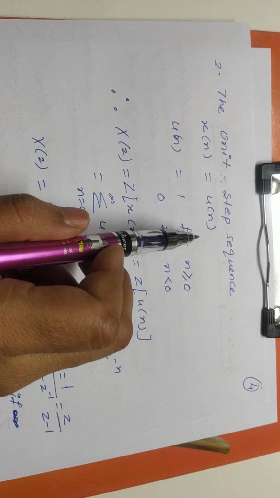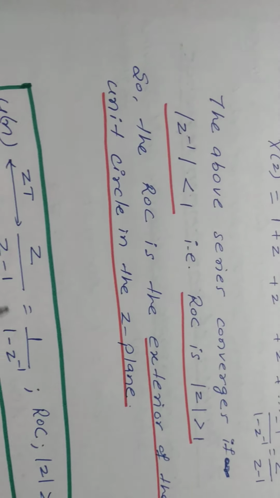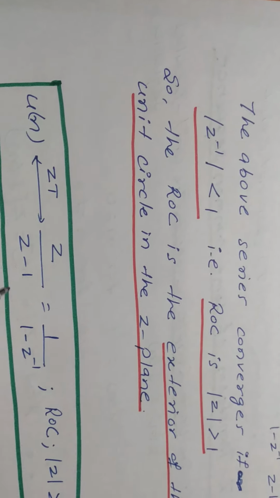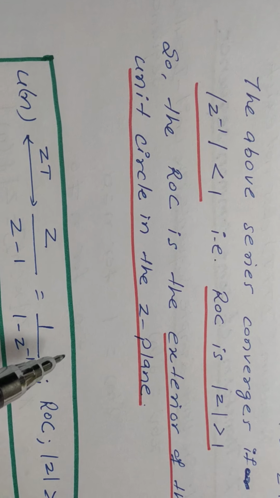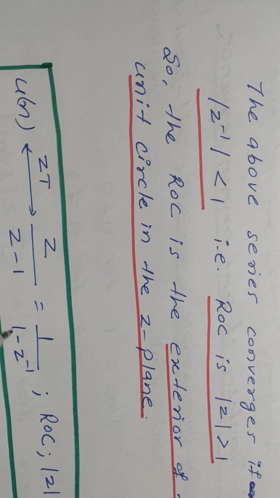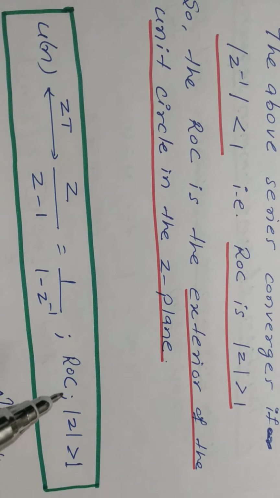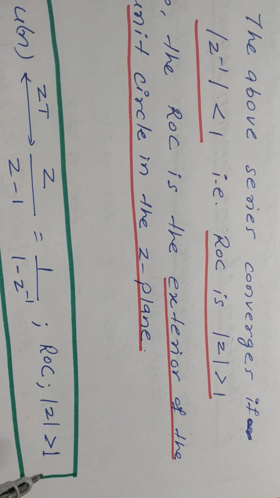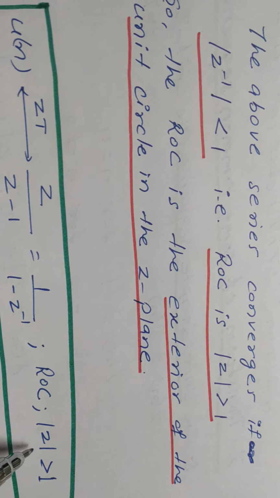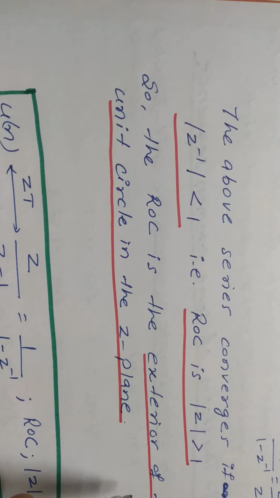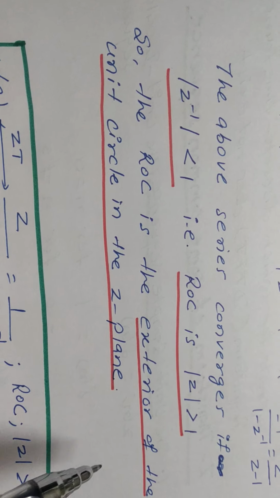If the sequence is u of n, in that case the z transform is z by z minus 1. We can even write it as 1 by 1 minus z to the power minus 1, and the ROC is mod of z greater than 1. This means that it is the exterior of the unit circle in the z plane.